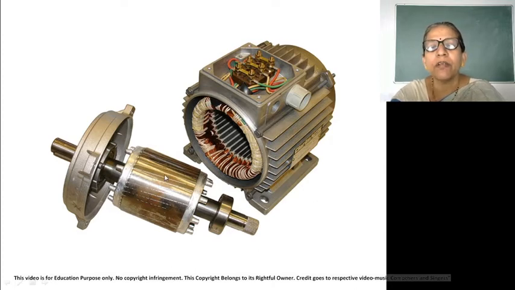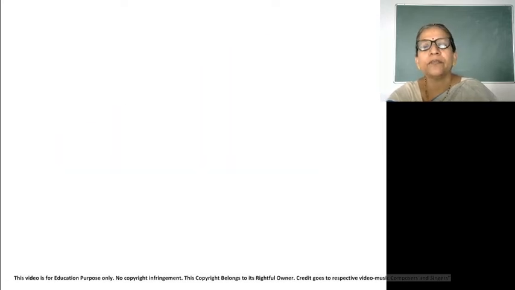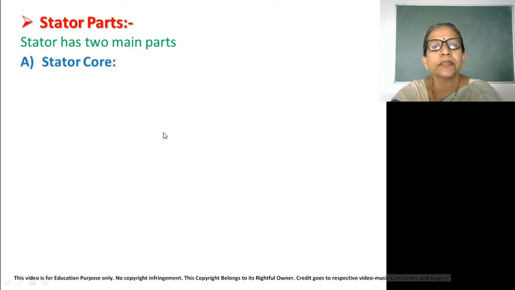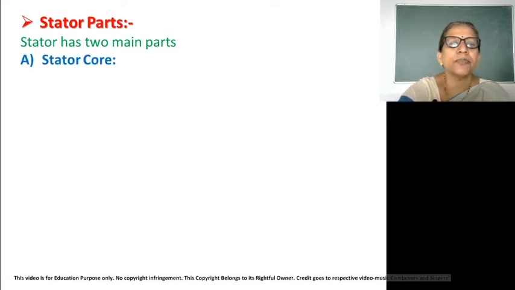The rotor will actually be present inside the stator, in this particular space, so that there is a magnetic coupling between the stator and the rotor. Now we will see the different stator parts. If you see the overall construction of the stator, it has two main parts.